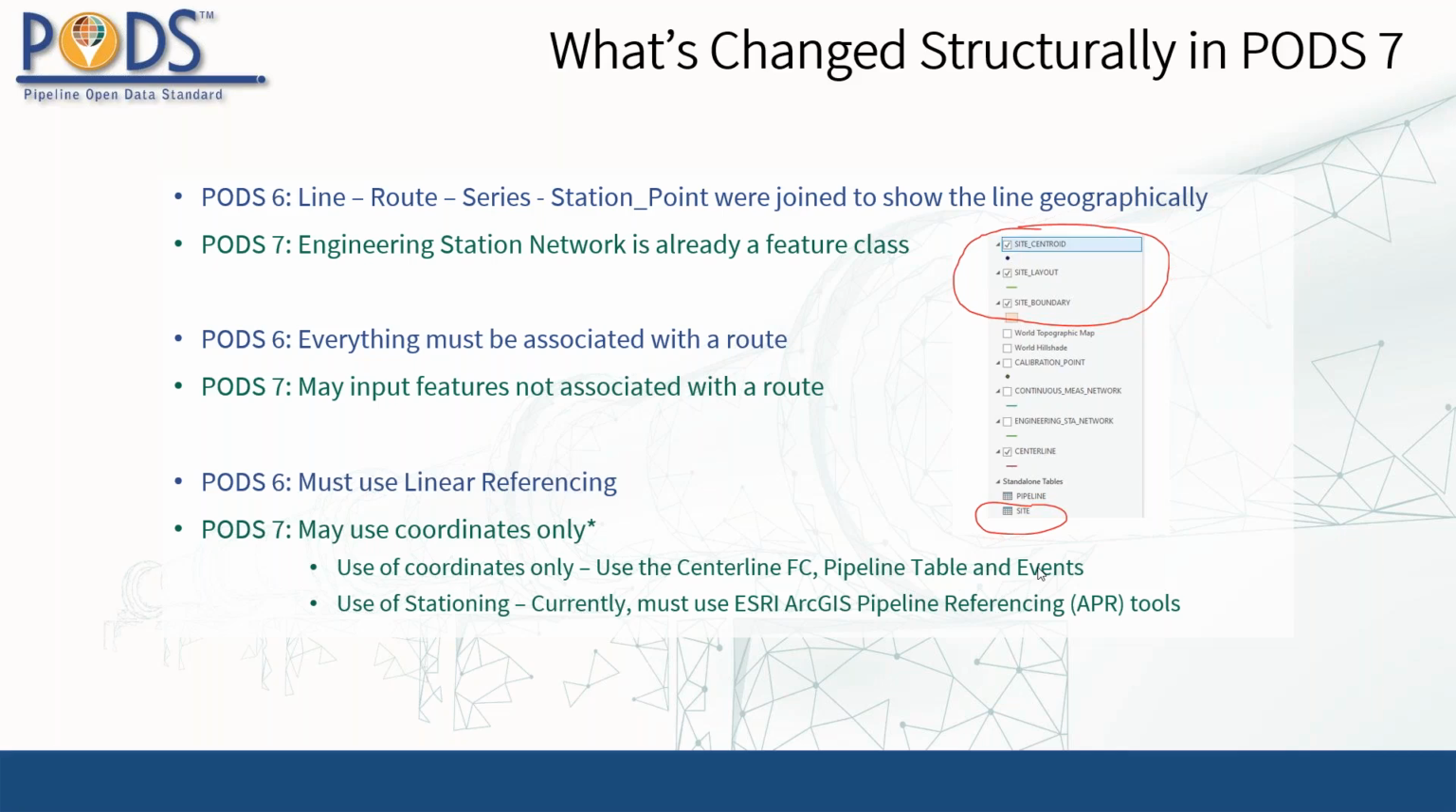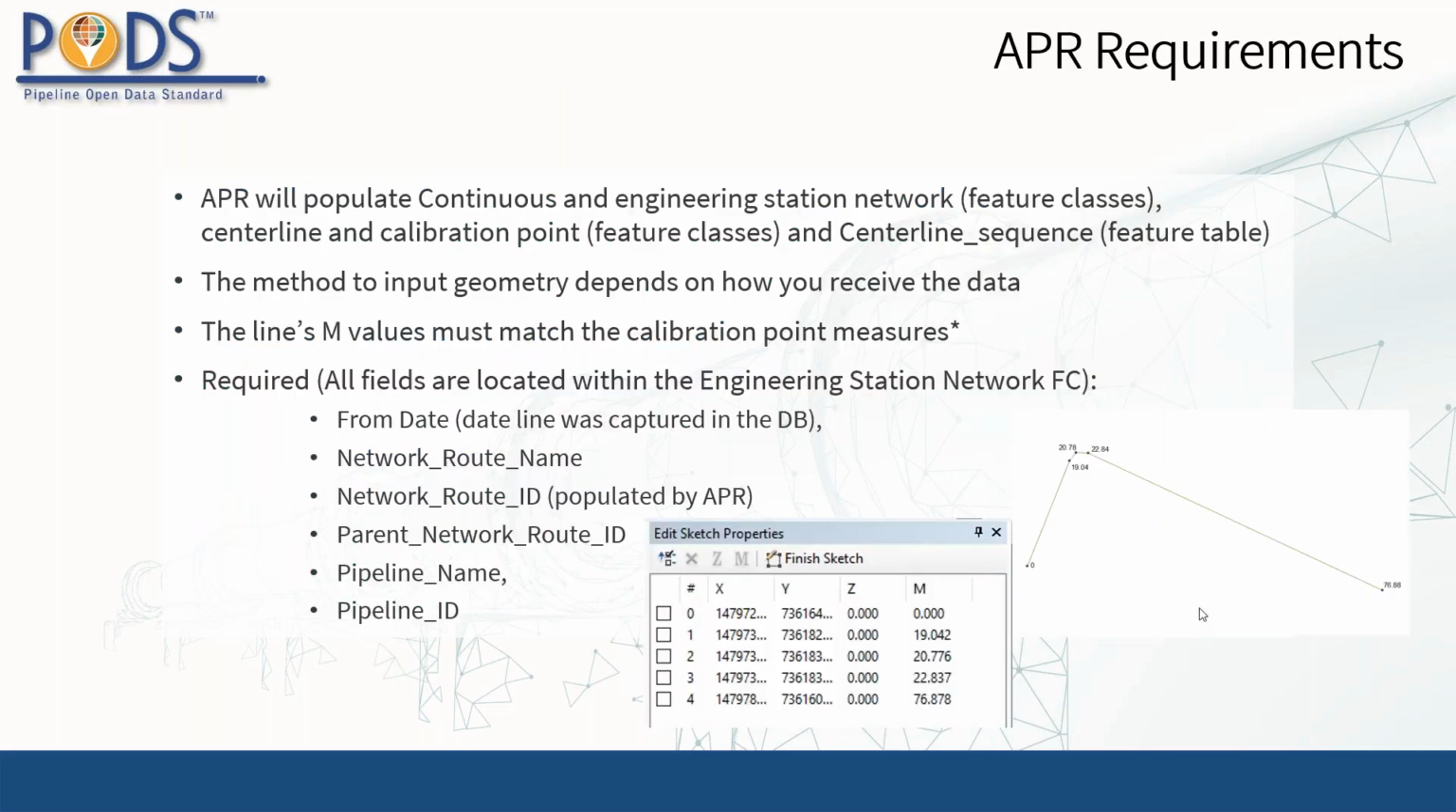And you're probably wondering, why are we talking about APR when we're talking about PODS 7? This is why. Because if you implement PODS 7 and you want to use linear referencing right now, you must use APR. So let's go ahead and talk about some of the APR requirements. So APR will populate, whether you like it or not, continuous and engineering station network.